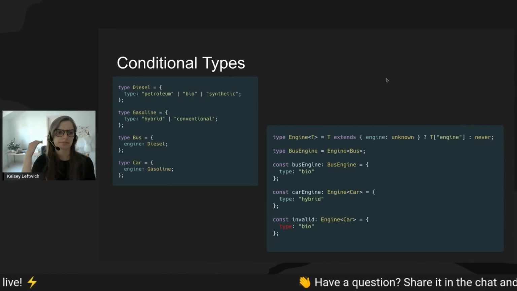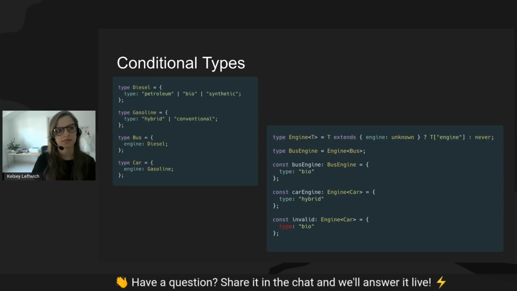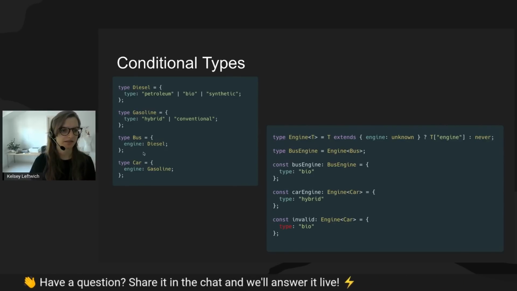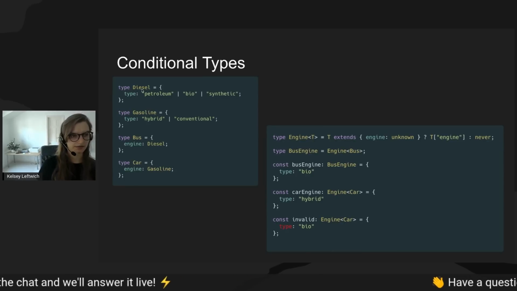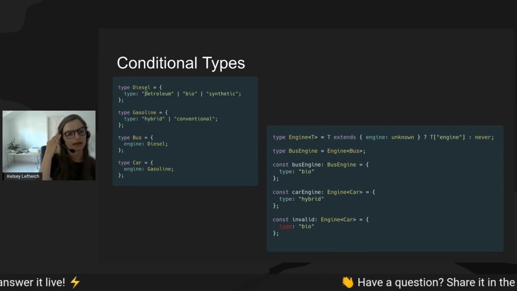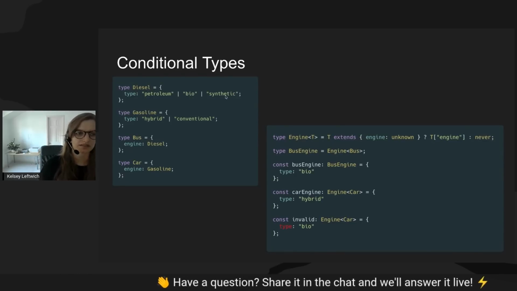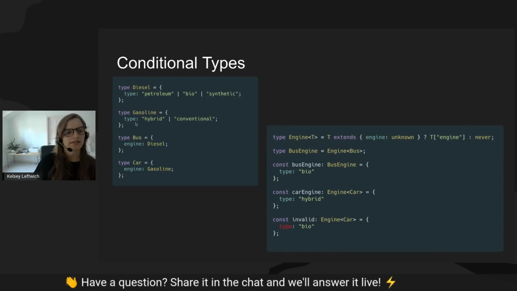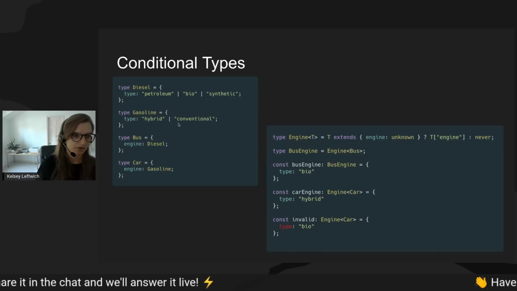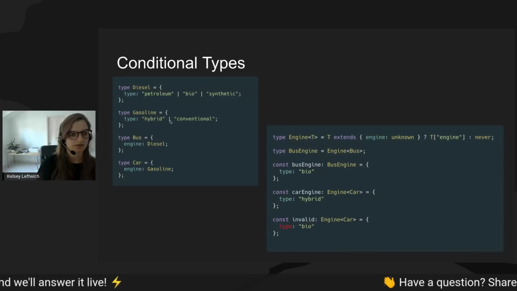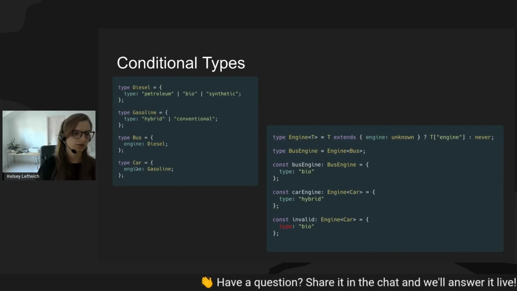Okay, conditional types. So in this scenario, I have these different types here on the left. I have a type that is diesel, a diesel engine, and that can either be a petroleum diesel engine, a biodiesel engine, or a synthetic diesel engine. And then I've also given a type of gasoline, and I'm saying the type is hybrid or conventional because we have our union type there.